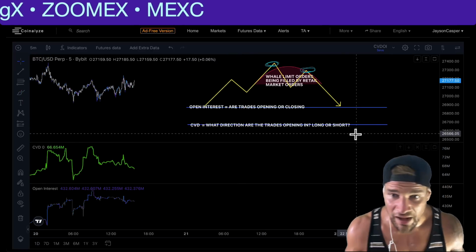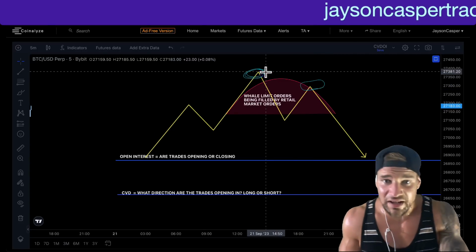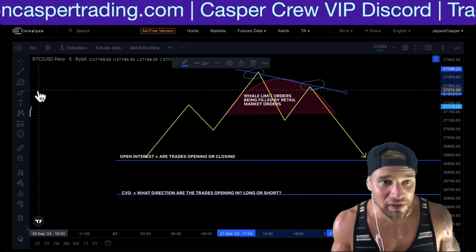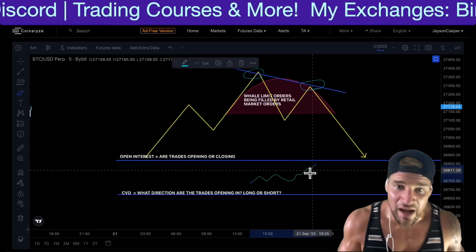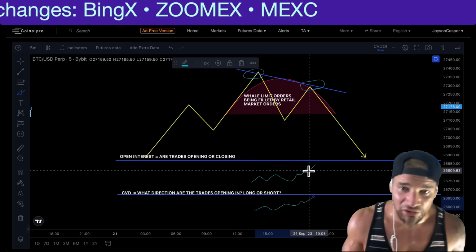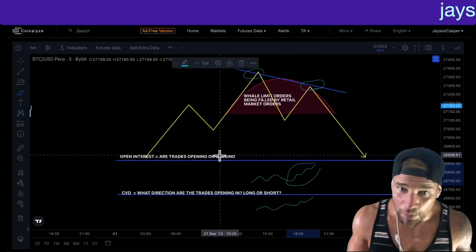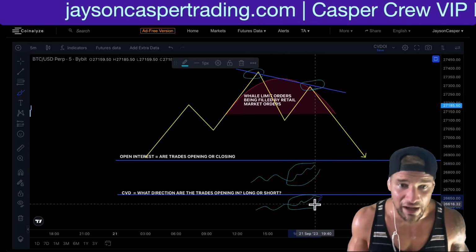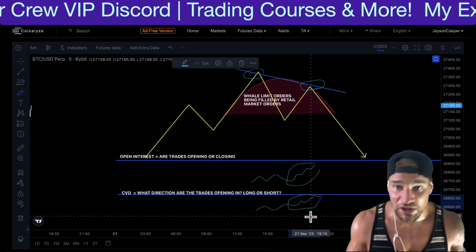So because the CVD and the open interest work together to tell us who's entering trades and in what direction, if we see that price, for example, once again, is making a lower high, and we see that our open interest is getting higher over time, and we also see that the CVD is getting higher over time, what does this tell us? This tells us there's new traders opening up positions, because remember, open interest are trades opening or trades closing. And we know that the traders that are opening up are longs because the CVD line is getting higher. Remember, when the CVD line goes higher, that means longs are opening. When the CVD line goes lower, that means shorts are opening.